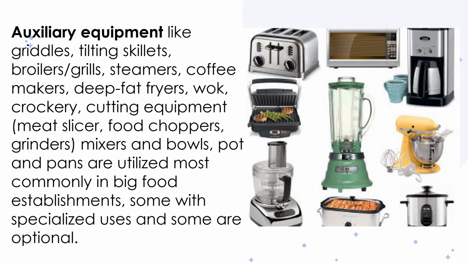Auxiliary equipment like griddles, tilting skillets, broilers, grills, steamers, coffee makers, deep fat fryers, wok, crockery, cutting equipment, meat slicer, food choppers, grinders, mixers and bowls, pots and pans are utilized most commonly in big food establishments, some with specialized uses and some are optional.